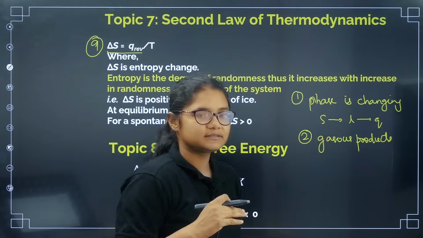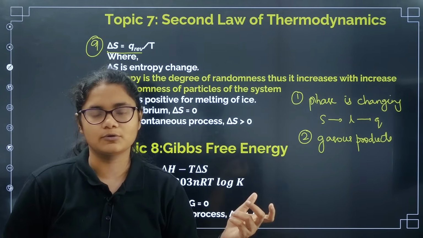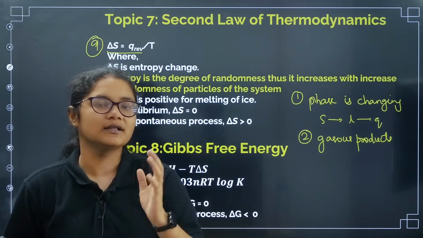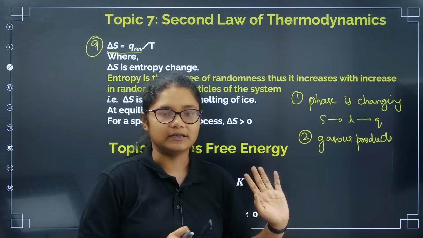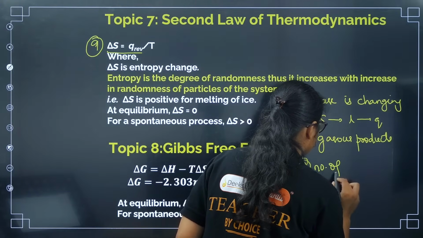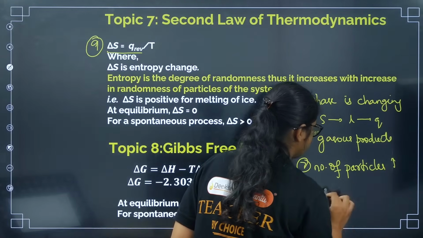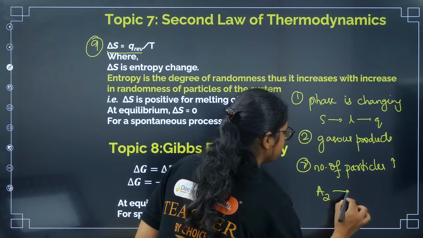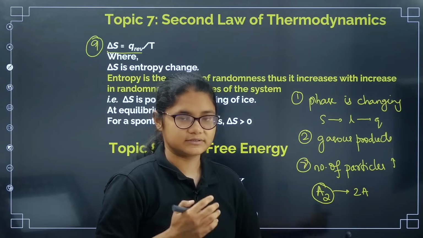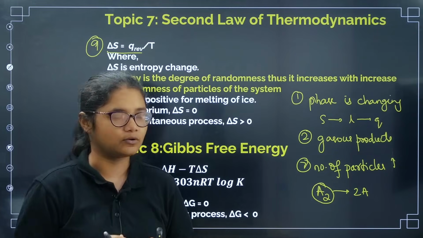Okay. Suppose the reactants are completely solid, and in the product side the number of gaseous molecules produced is more. So in that case also the entropy will increase. Another case is if the number of particles increased. For example, in a reaction it became A2 to 2A. Here there is only 1 mole, but here there are 2 moles. The number of particles has increased, so entropy will also increase. So such types of questions are also asked.